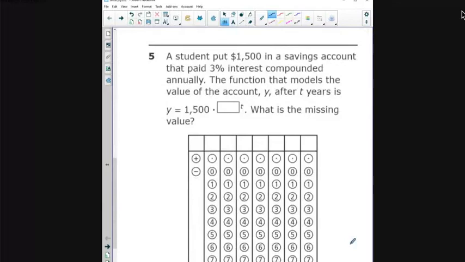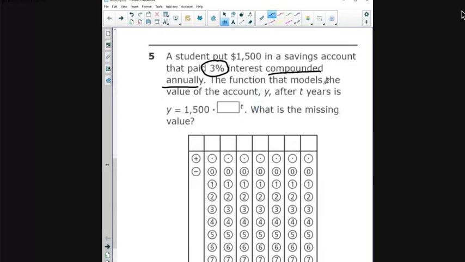Here in number 5, we're going to be using the same formula for the exponential rate. It says a student put $1,500 in a savings account. That's already the initial amount, right? That's the amount that they start with. That paid 3% interest compounded annually. Here's your rate. And then they tell you compounded annually. That's a big clue there, and I'm going to show you how to do that right now.